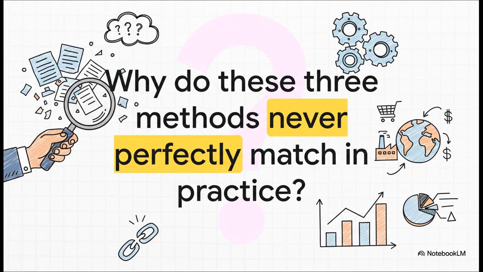But that brings us to our final thought. While these three methods should match in a perfect world, in practice, they never do. There are always what we call statistical discrepancies. So that leaves us with a question to think about. Given the immense complexity of a modern economy, what are some of the real-world challenges in collecting data that prevent these three measures from ever lining up perfectly?